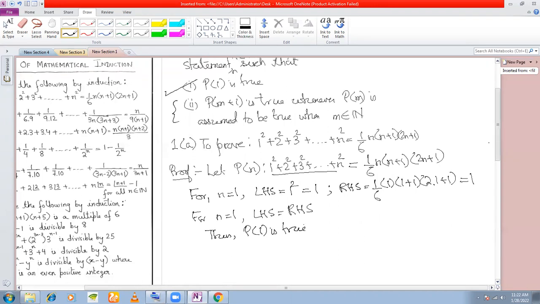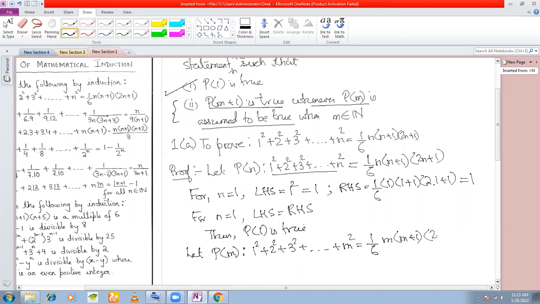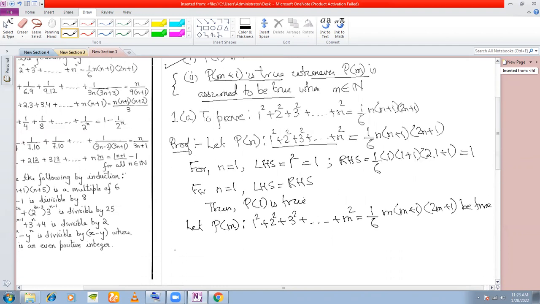How will we check? If you read this statement, it says Pm plus 1 is true whenever Pm is assumed to be true. That means I assume Pm. Let Pm: 1 square plus 2 square plus 3 square plus up till m square is equal to 1/6 m into m plus 1 into 2m plus 1 be true. I have assumed this to be true. Now, assuming this to be true, I will show that Pm plus 1 is also true.